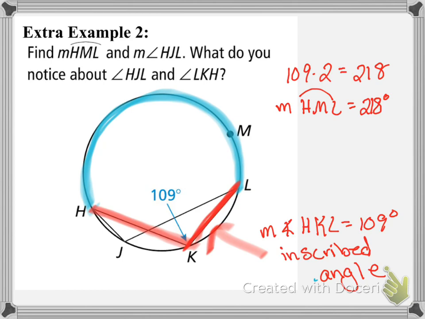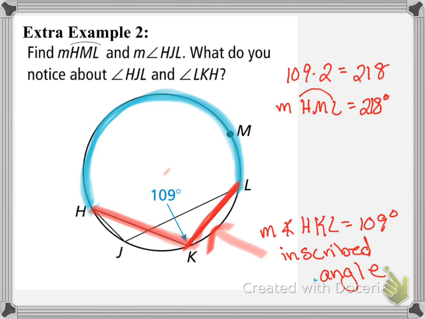Okay, so then that means that this angle to the center would be 218, right? Oh, not from there. What am I doing? From here, right? This one around here would be 218. From here all the way around, okay? Flip that a little bit.